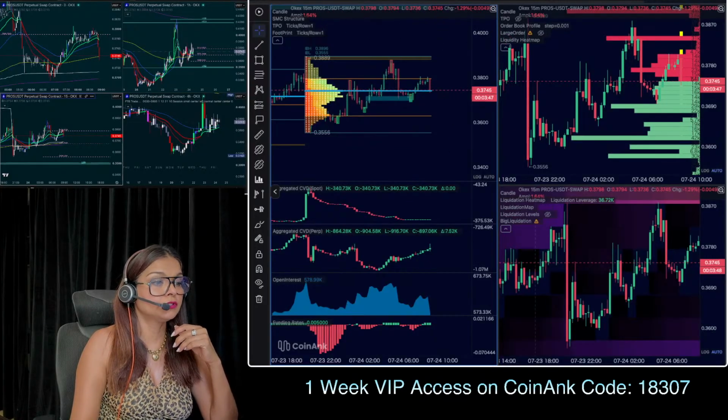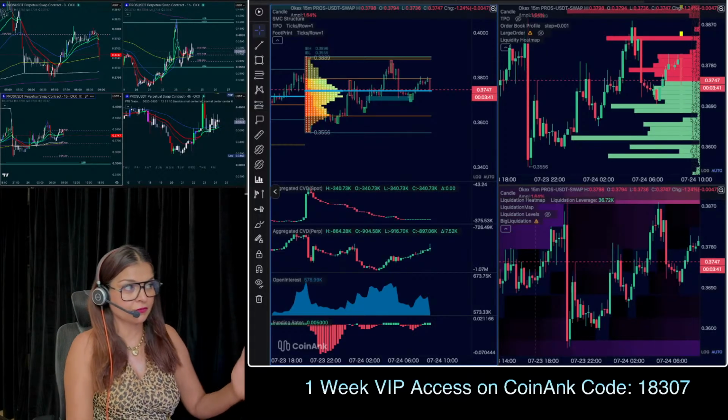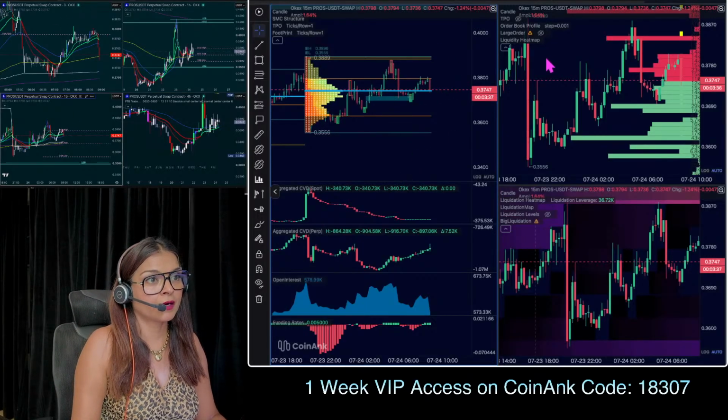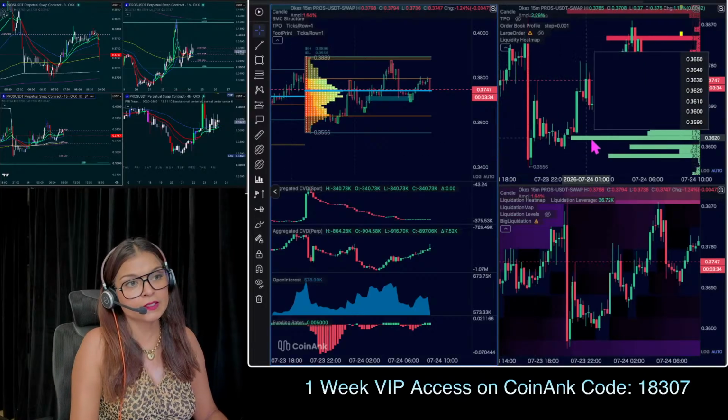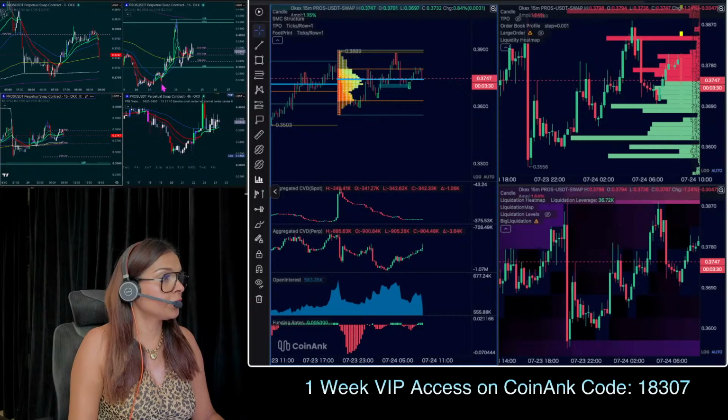Now, I do not use these indicators alone. Obviously, price comes first, but I also use it with order flow. And like I said, I'm looking for a setup on pros. What are we looking at?